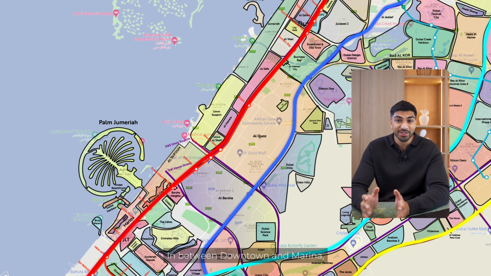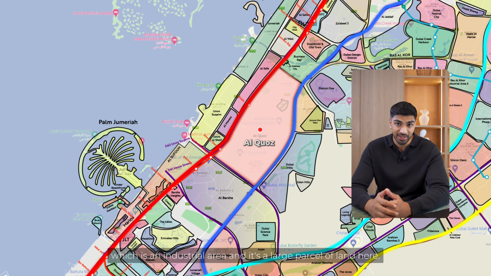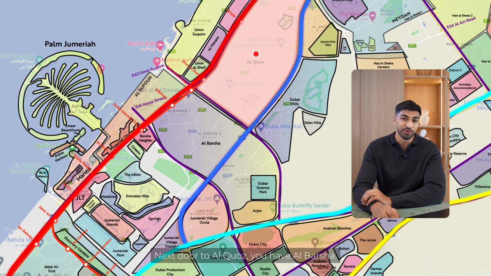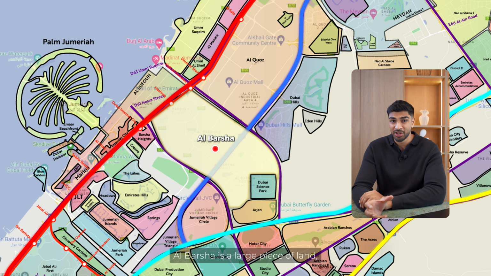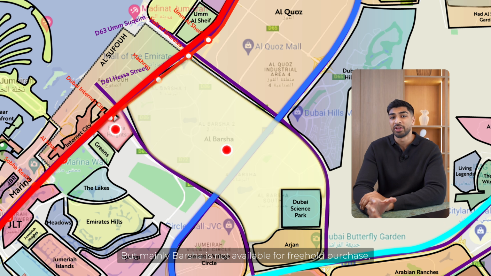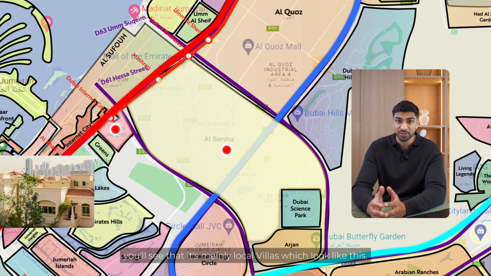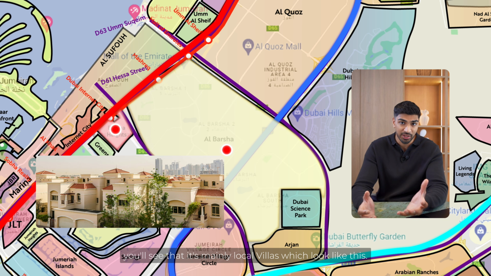In between downtown and Marina, you have Al Quoz, which is an industrial area and it's a large parcel of land here. Next door to Al Quoz, you have Al Barsha. Al Barsha is a large piece of land. At the top of it, you have Barsha Heights, which is a free zone where a lot of offices are based. But mainly Barsha is not available for freehold purchase. It's only available for the locals to buy their villas. And if you were to walk through Barsha, you'll see that it's mainly local villas which look like this.